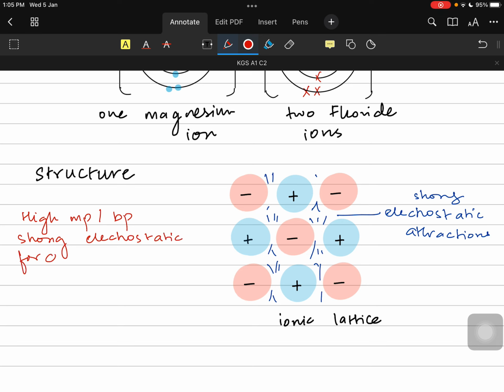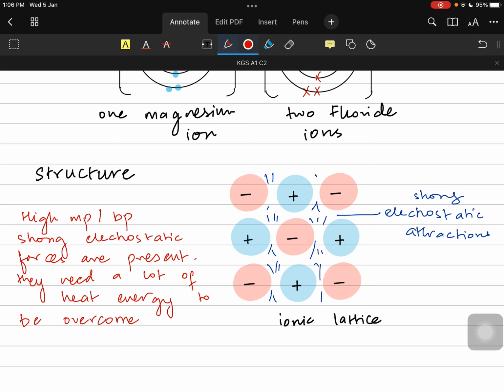Strong electrostatic forces are present which cannot be overcome easily. You cannot just break them, you cannot just move the ions away from each other easily. So they need a lot of heat energy to be overcome. You cannot overcome these electrostatic forces really easily.